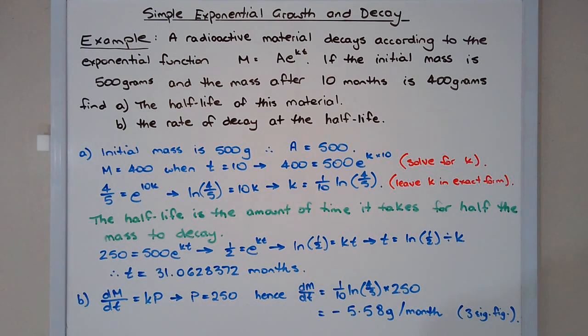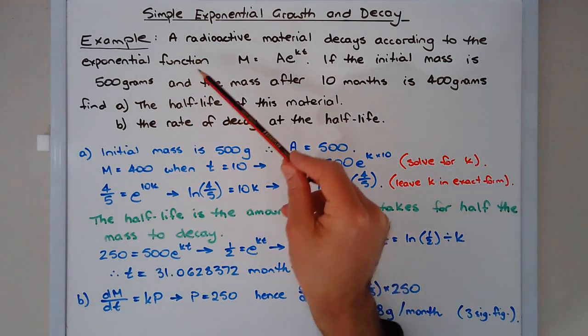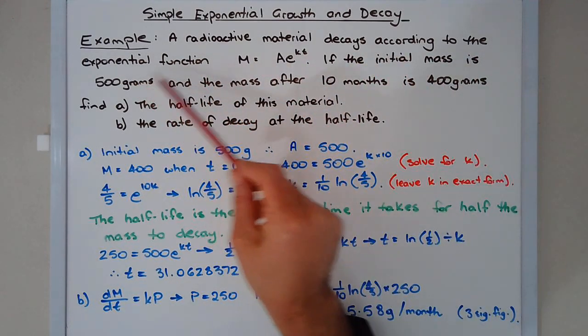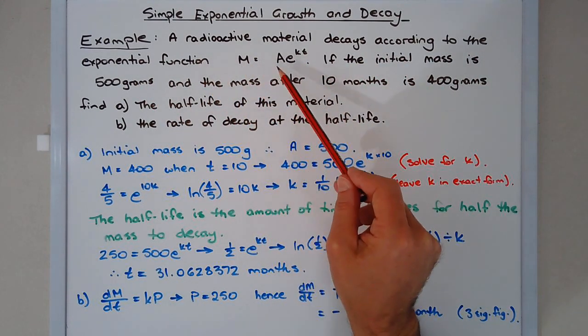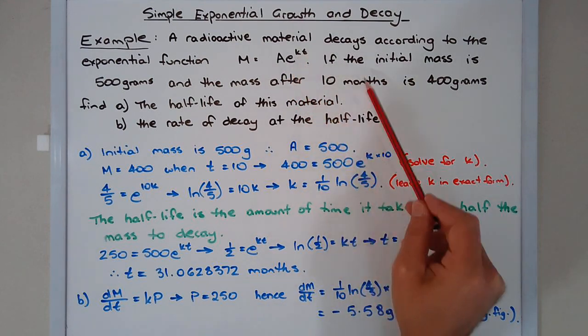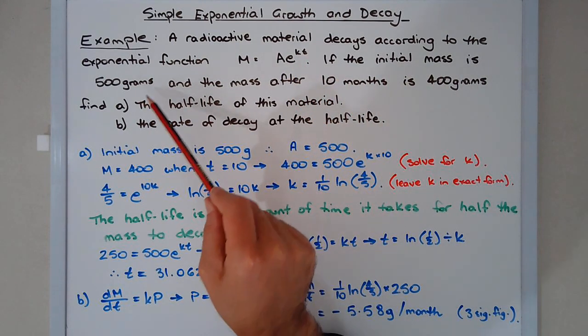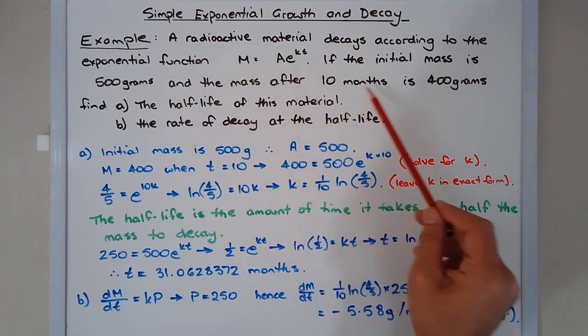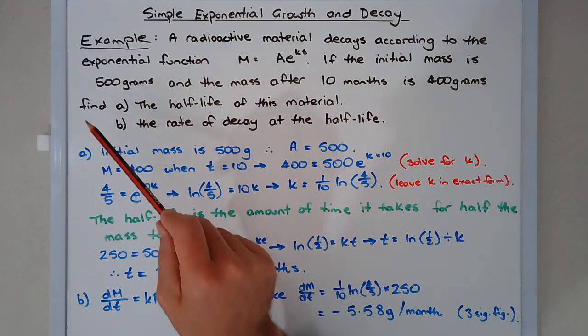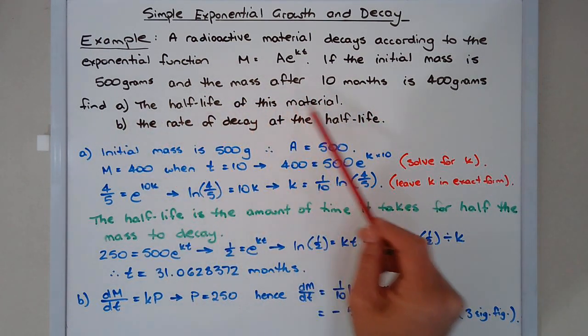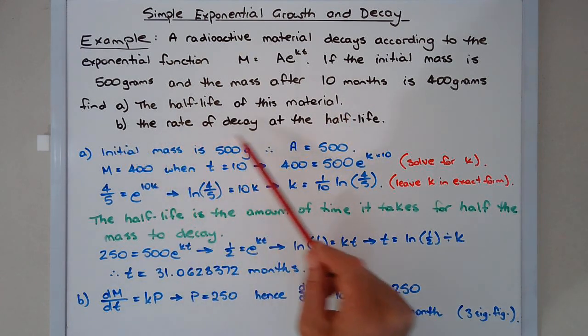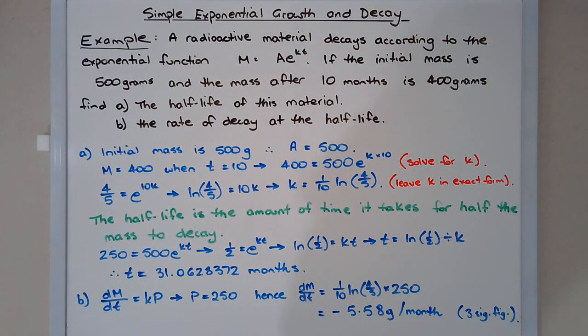The following is an example of exponential decay that involves the concept of half-life. A radioactive material decays according to the exponential function m equals A multiplied by e to the power of kt. If the initial mass is 500 grams and the mass after 10 months is 400 grams, find A, the half-life of this material, and B, the rate of decay at the half-life.